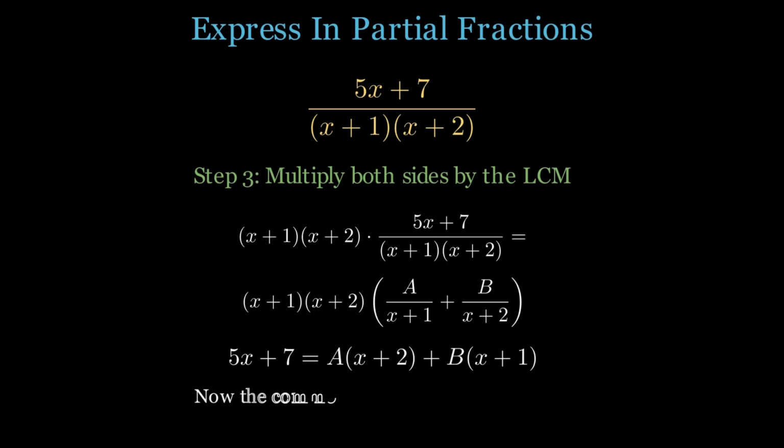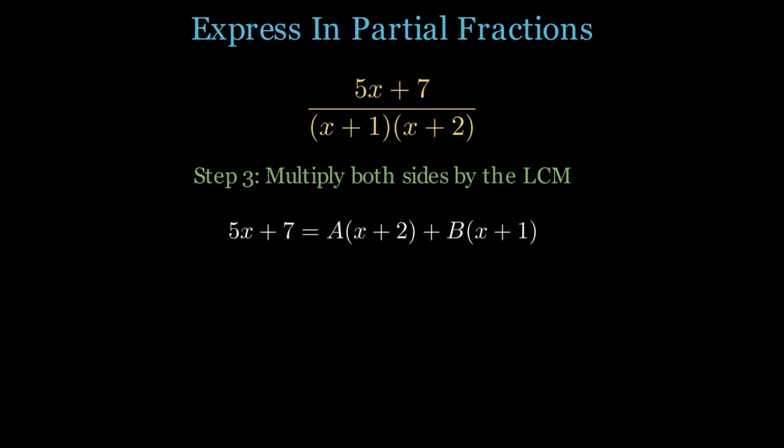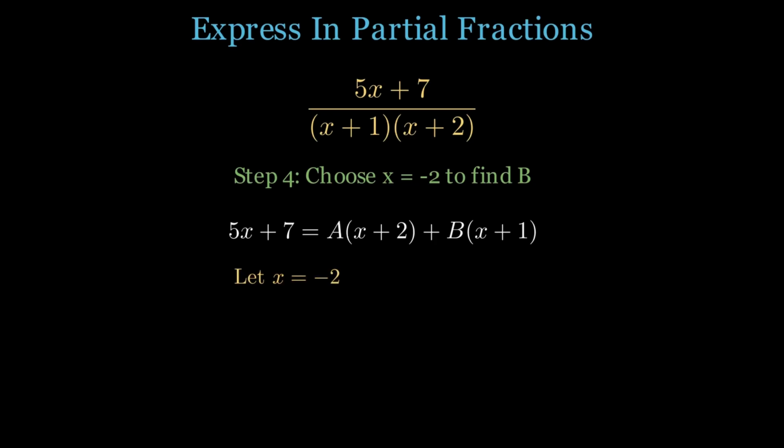So after having that, we go ahead to solve for A and B. Our next task is to get A and B. We choose x is equal to -2 to find B, because A goes to 0 and then we find B. So when we substitute in, we shall have 5(-2) + 7 is equal to A(-2 + 2) + B(-2 + 1). But A will go to 0.